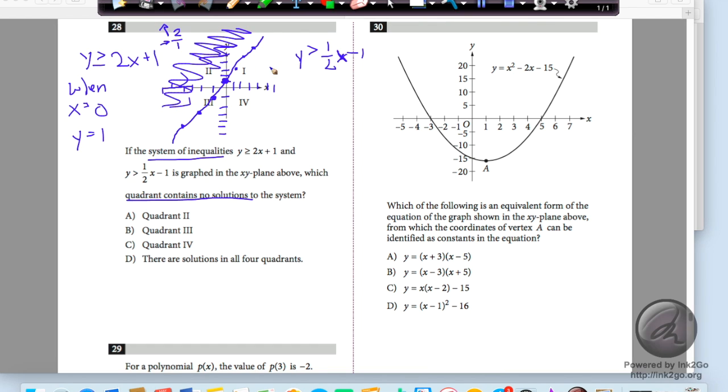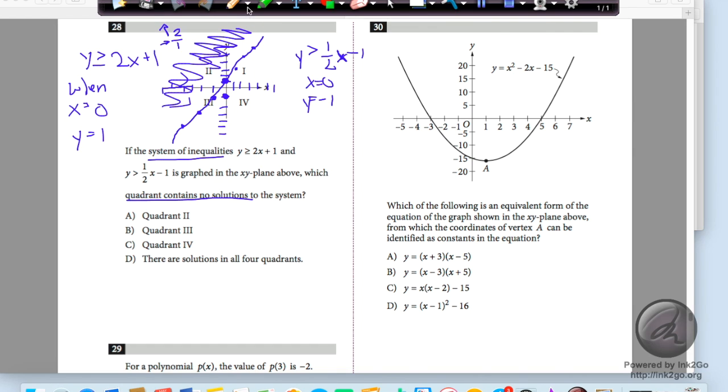Now, let's do the other equation. It says y is greater than 1/2 x minus 1. So when x equals 0, what is going to be y? Y is then going to be negative 1. So I'm going to start over here. When x equals 0, y is going to be negative 1. So I'm going to start at this particular point for this equation.